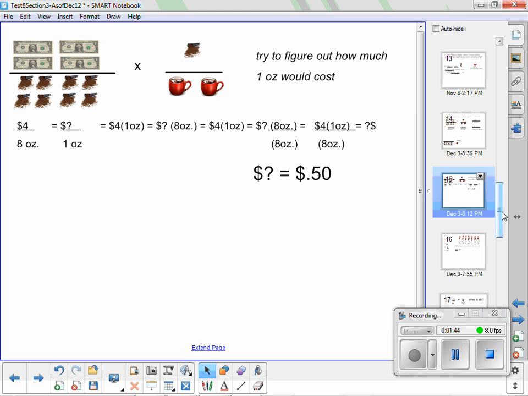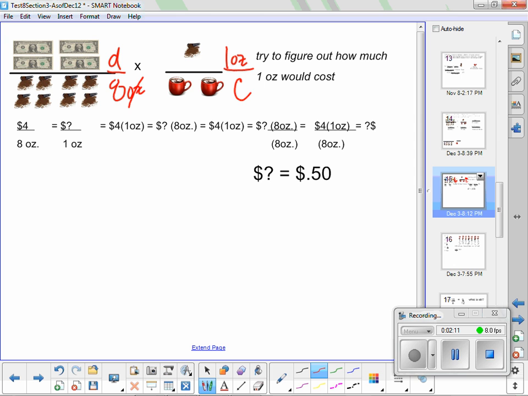One way that I am trying to understand this better is to figure out how much just 1 ounce of coffee would cost. So for this, you can figure out the actual value. It is all still just plugging in this information, D over 8 times 1 ounce over C. Which gives you the same answer ultimately.